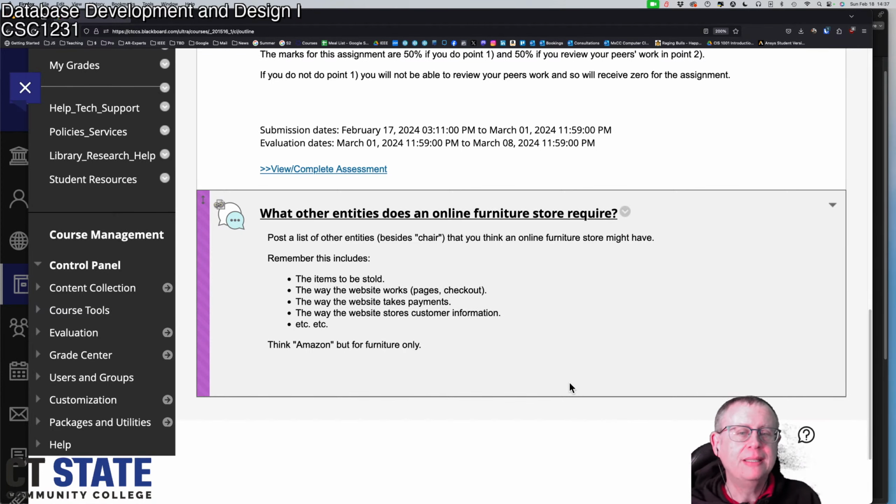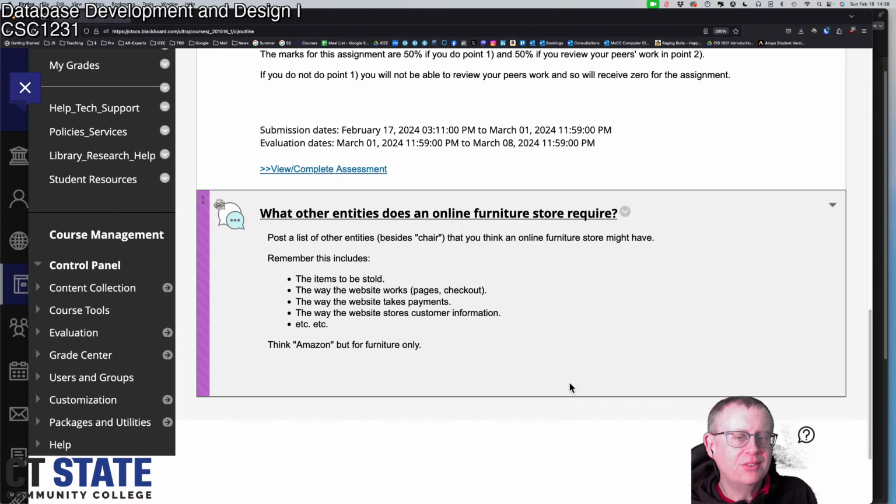That probably needs to be stored in a database. Is there a way to check out, to buy stuff? Maybe there's a way to select items for purchase and then to purchase it. If you're purchasing, you've got to make payments. How do you deal with that information? And then if you've got customers, returning customers, do you want to store their information?